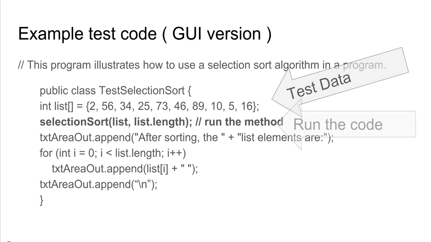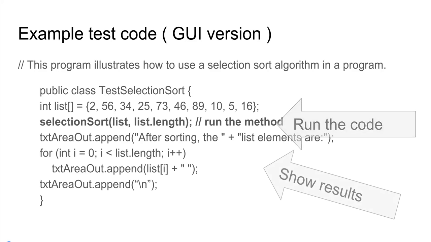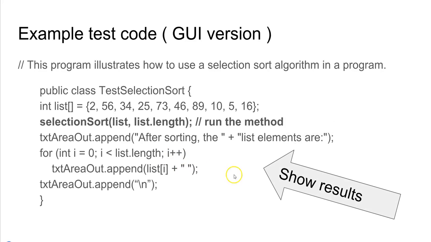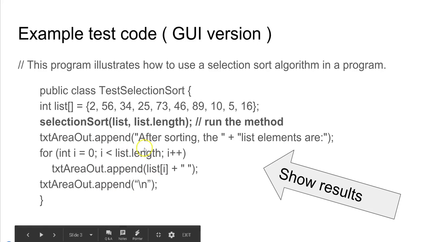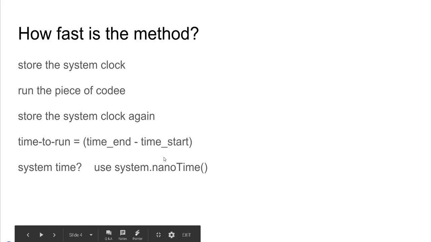So there's the test data. There's my running the code. And the show results is the only part that's different here, because instead of doing a system out print line, I'm appending the output to a text area. This is what we covered Monday.